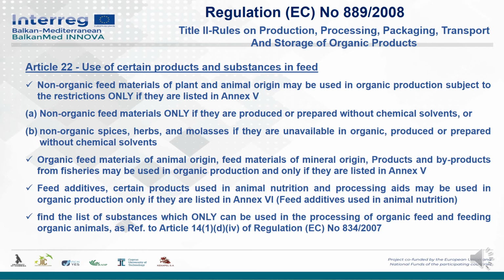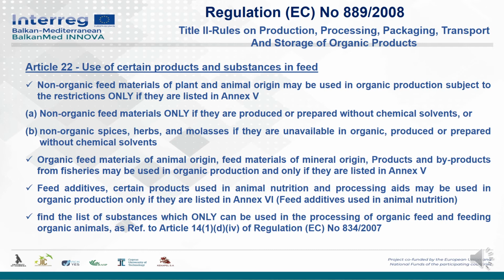Article 22. Use of certain products and substances in feed. Non-organic feed materials of plant and animal origin may be used in organic production, subject to restriction, only if they are listed in Annex 5. Non-organic feed materials only if they are produced or prepared without chemicals, solvents, or non-organic spices, herbs, and molasses if they are unavailable in organic, produced or prepared without chemical solvents.